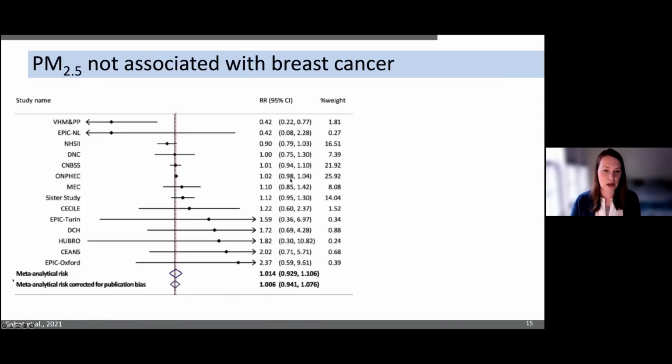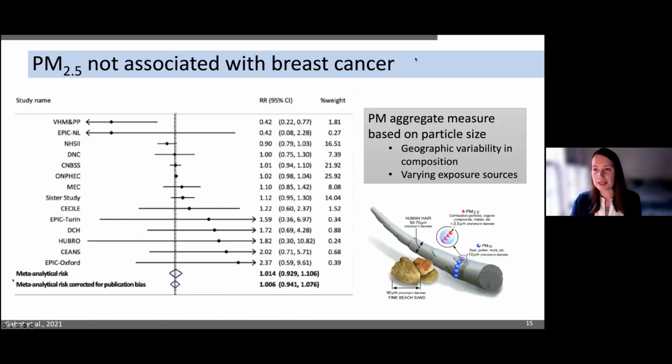And so this figure comes from a meta-analysis that came out last year, evaluating PM2.5 in relation to breast cancer risk. And you can see the estimates are kind of all over the place, and the summary risk ratio is right around 1. But PM is an aggregate measure of air pollution that's solely based on particle size. And so it really doesn't tell you anything about what composes those particles. And there's a lot of geographic variability due to varying air pollution sources in what is making up this PM.